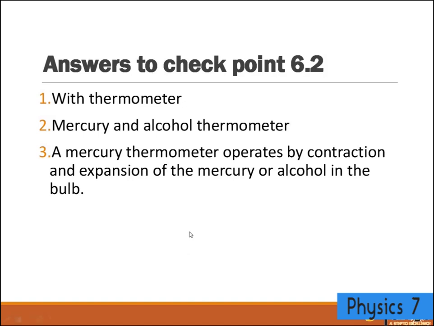And similarly, when the temperature begins to decrease, then you will see contraction. In other words, the liquid in the thermometer, whether it's mercury or the alcohol, will literally seem to be decreasing in terms of its length due to contraction.